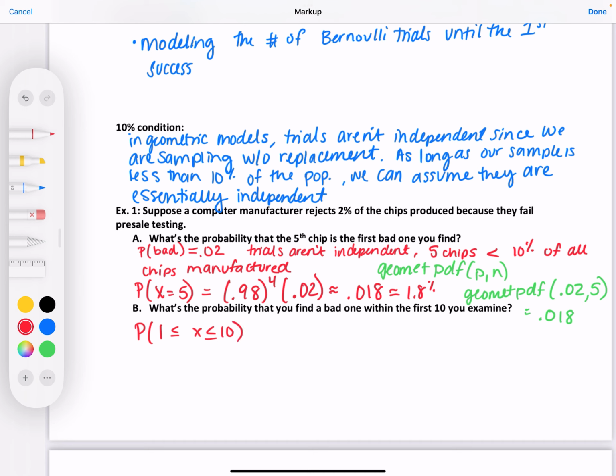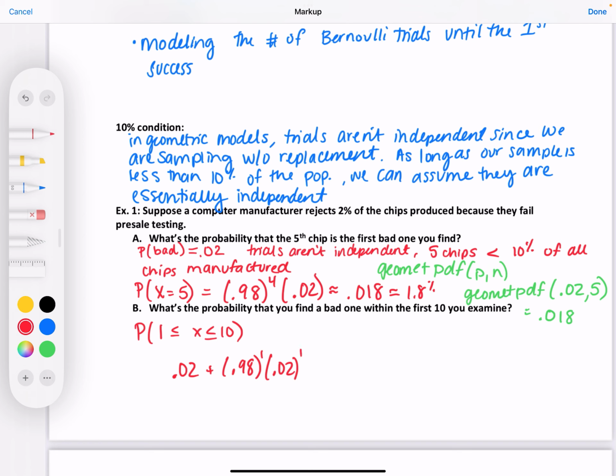Now, it's really long, so I'm not going to write out the whole thing. I'll do like a... but the probability of success on the first one would be 0.02, meaning that there was no bad ones, plus the probability of a failure on the first one, the second one being a success, so it would be plus 0.98 raised to the 1 times 0.02 raised to the 1.